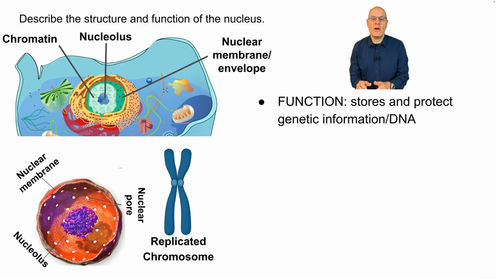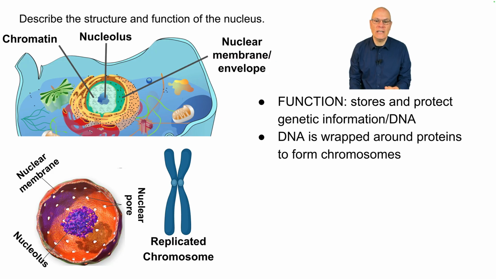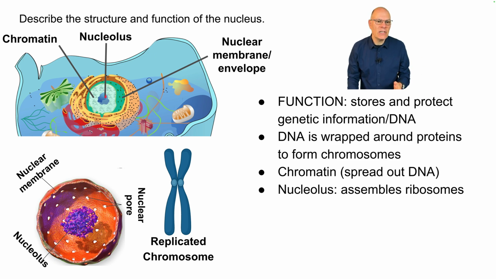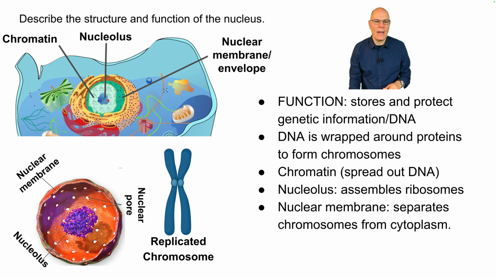So the nucleus's function is to store and protect genetic information in the form of DNA. That DNA is wrapped around proteins to form chromosomes. This representation here is only present during mitosis or meiosis when cells are dividing. Otherwise, the DNA is more diffuse and spread out. It's still in chromosomes, but we call the form chromatin. The nucleolus is this dark part in the center of the nucleus, and it assembles ribosomes.